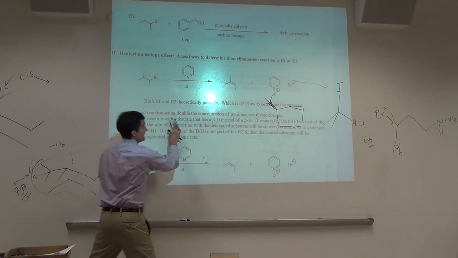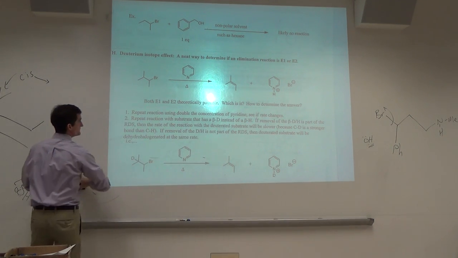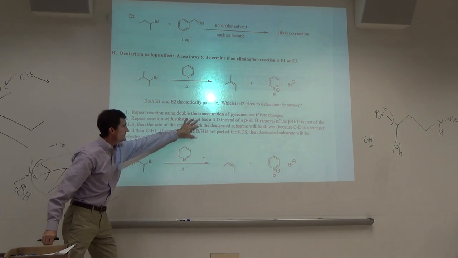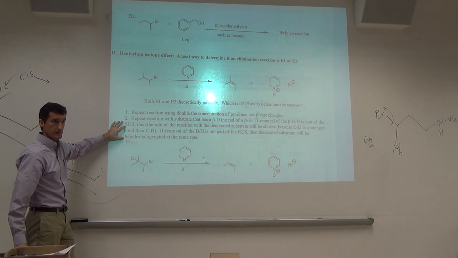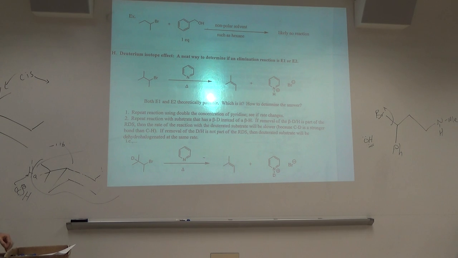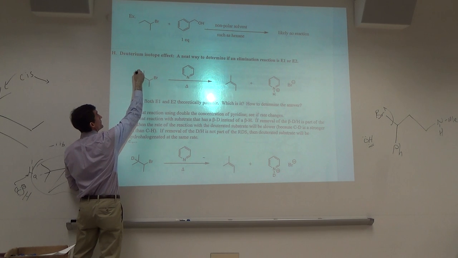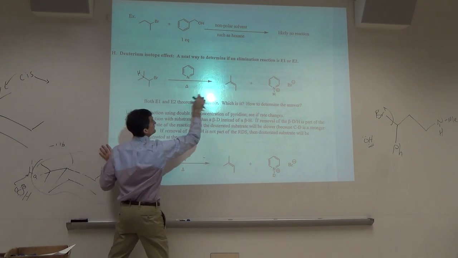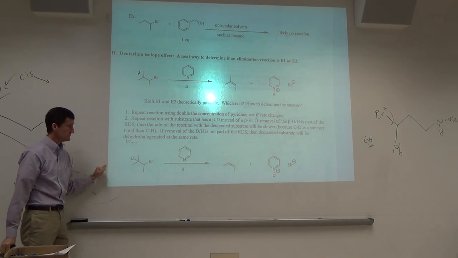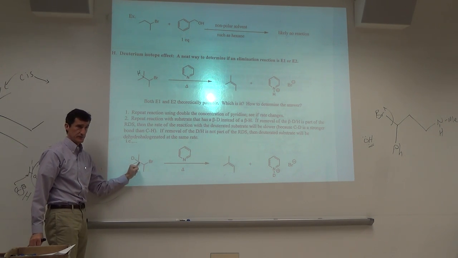Another way to do this is a deuterium isotope effect. You can read this here. I'm going to just basically tell you what this reads. If you replace the beta hydrogen with deuterium, which is what I've done here, in this reaction this hydrogen is removed, HBr is removed to put in the double bond. Replace that H with the deuterium, then do the reaction again and see if the rate changes.